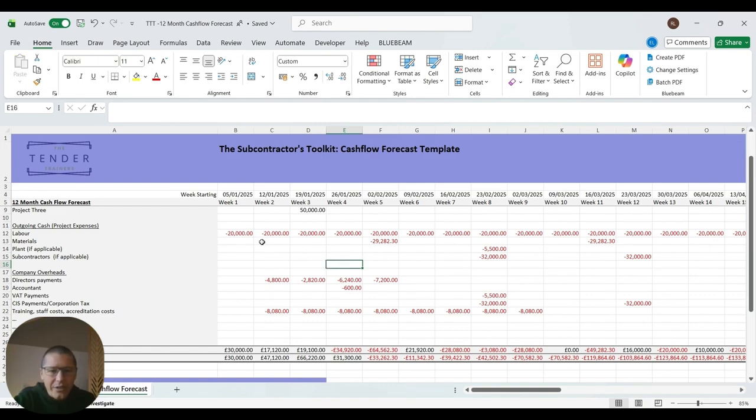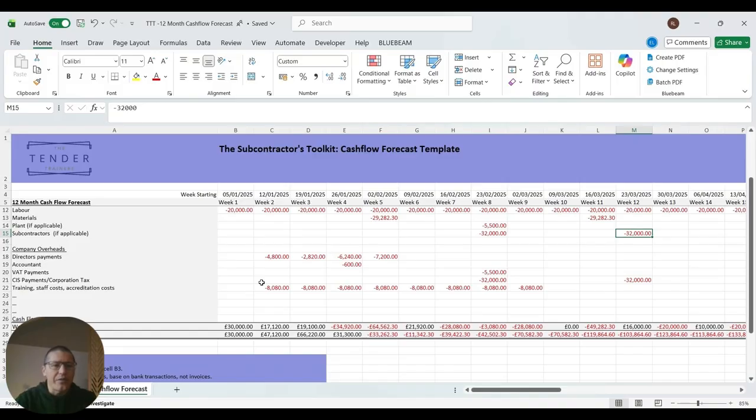We've also got materials, so I've thrown in here some materials that have come out from the various projects. Again, this is not when you're invoiced, this is when the invoice is paid. So sometimes you can be on invoices for 30 days, so we'll throw that in for when you get paid. We'll put the plan in if applicable, and then we've also got some subcontractor payments here as well. It's starting to build our cash flow forecast now, isn't it?